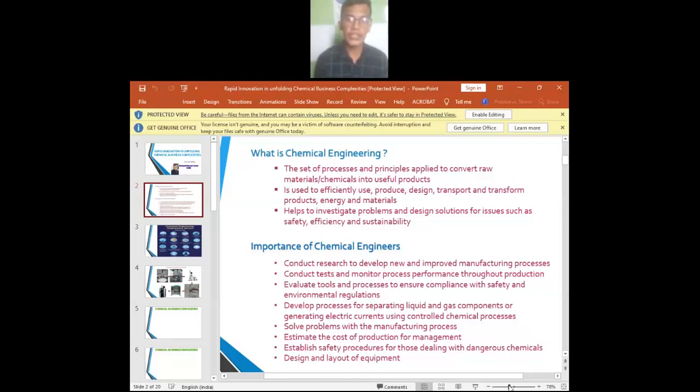It is used to efficiently produce, design, transport, and transform products, energy, and materials with respect to health, safety, and environment. Chemical engineering helps to investigate problems and design solutions for issues such as safety, efficiency, and sustainability that makes a greater impact on the society as well as for the industry. Chemical engineers conduct research to develop new and improved manufacturing processes from existing literatures and innovative ideas.